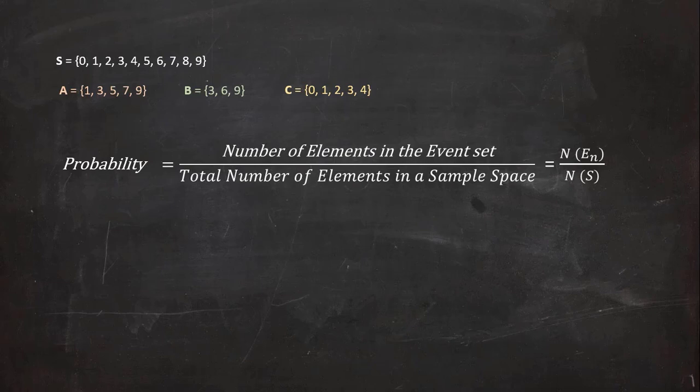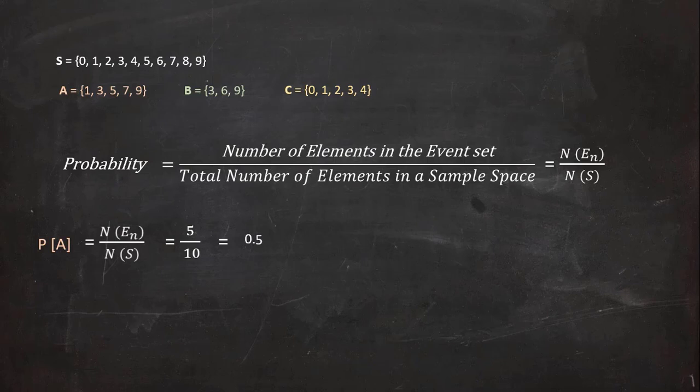Using this formula in our example, to find the probability of A, the probability of A will be equal to the number of elements in the set A divided by the total number of elements in the sample space. Writing the values here, the number of elements in set A is 5 and the total number of elements in the sample space is 10. So this is 5 by 10, or we can also write it like 0.5. So this is the probability of the event A.